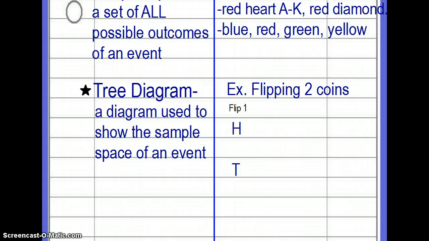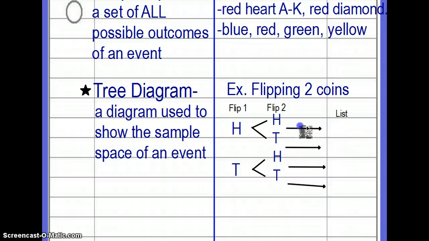But now I need to flip it again. Now this is where your tree comes in. So we draw these 2 little lines, they're branches off of it, so our tree. Well, if we flipped a head the first time, we could also flip a head the second time or flip a tail. And if we flipped a tail the first time, well, we could flip a head or we could flip a tail. So after we have these, this is our tree diagram. With a tree diagram, we can create a list. And a list is going to really show us what are those possible outcomes that we have.